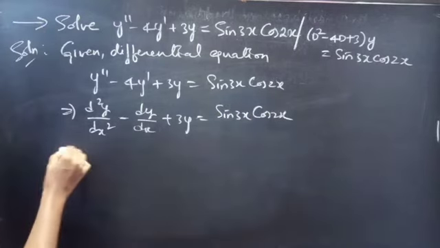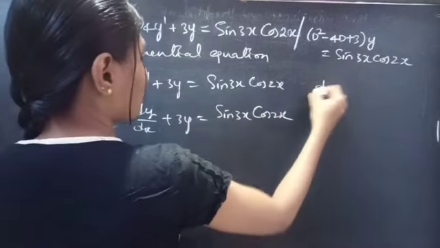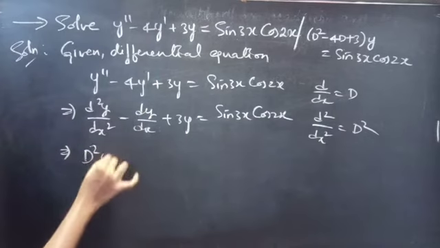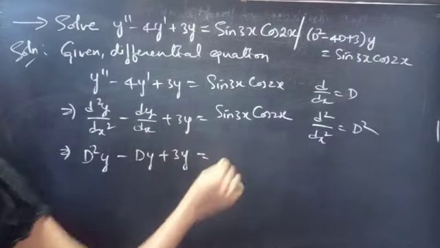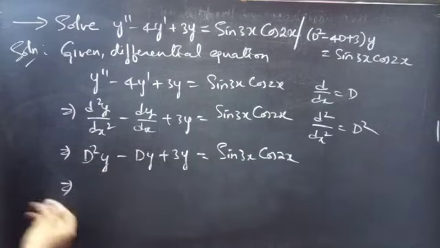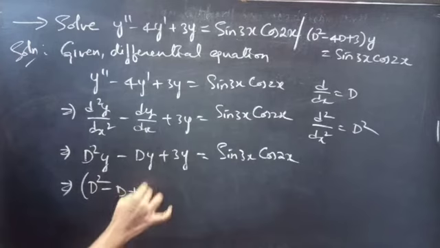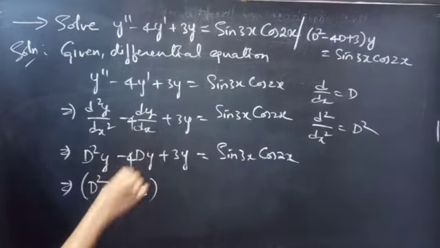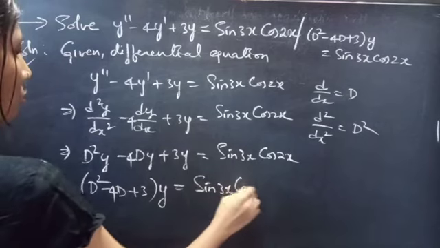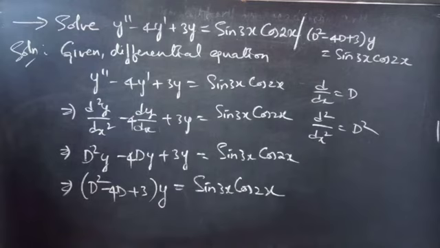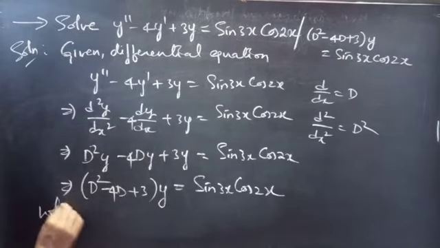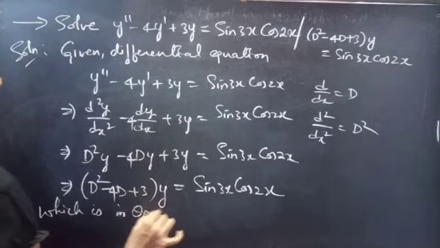Now let's replace d by dx by the differential operator D. Then d square by dx square will be D square. Then we'll get D square y minus 4 Dy plus 3y equals sin 3x into cos 2x. Now take y common from all these three terms. We'll get (D square minus 4D plus 3) into y equals sin 3x into cos 2x, which is the equation in operator form.